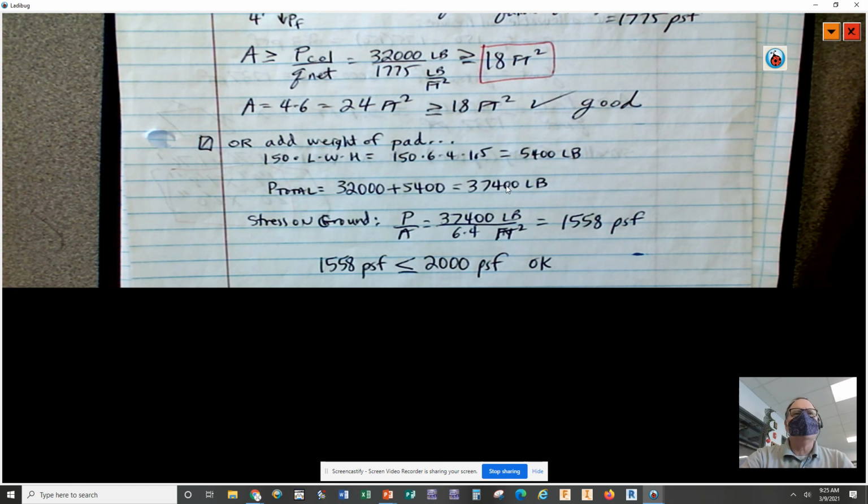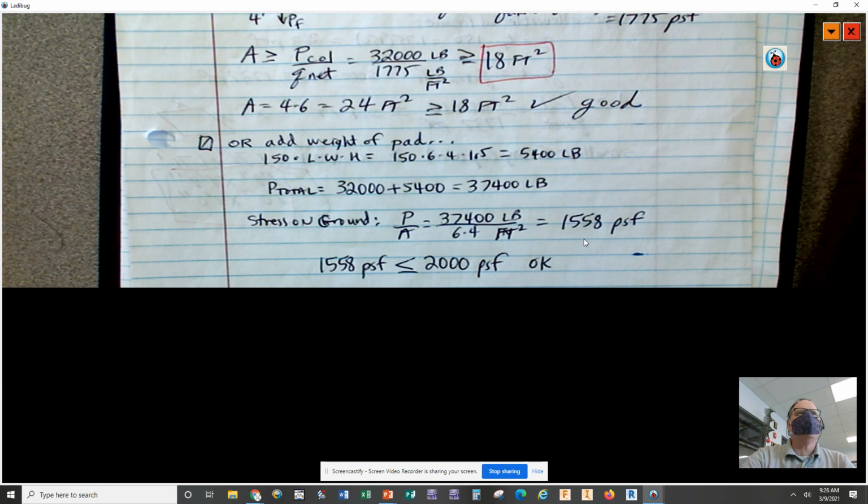Counting the footpad. Well, then you just calculate the stress it's putting on the ground, which would be that big load, including the weight of the concrete, divided by the area of your footpad, which is 6 by 4. And so you get a stress on the ground of 1,558 pounds per square foot. Okay. And then since 1,558 is less than the 2,000 that silty sand will support, you know you're okay that way too. So that's just another way of looking at it.